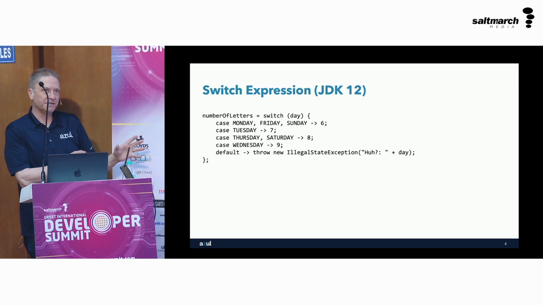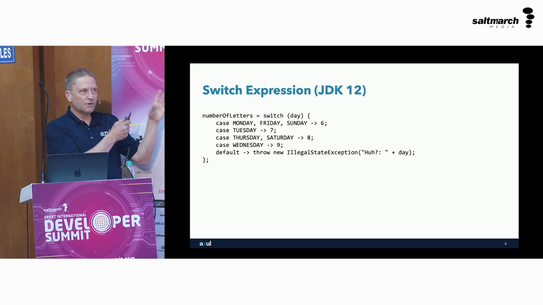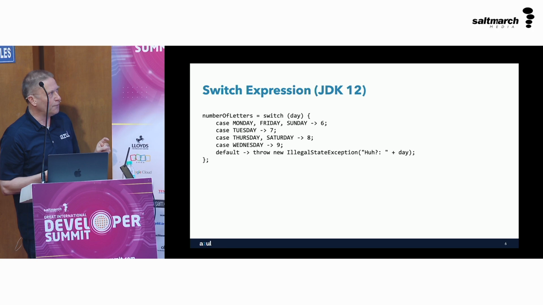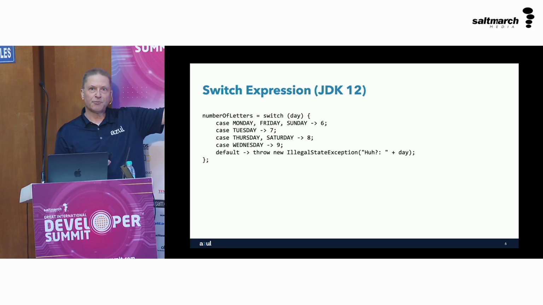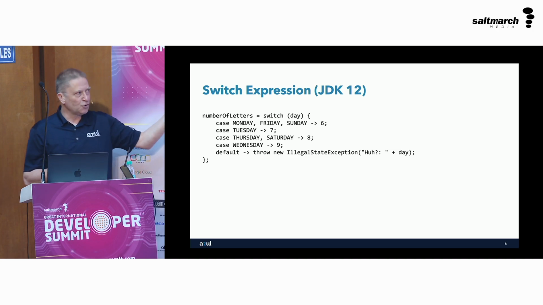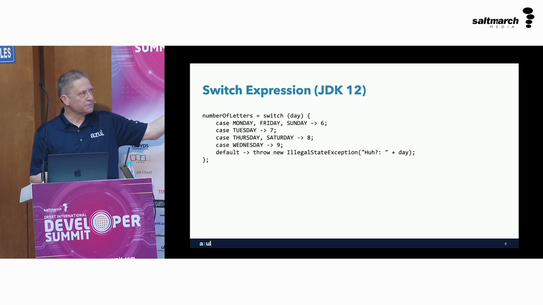The great thing about it is that we don't lose any of the readability that we had before. So we can still see exactly what's going on. It's not any more dense than it was before. Now we have an expression which returns a value. And that means we only need to make the assignment to number of letters once, and the compiler could potentially check that if they wanted to, but we know that we only make that assignment once.